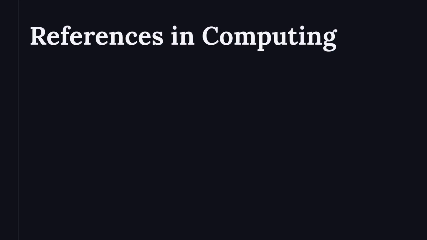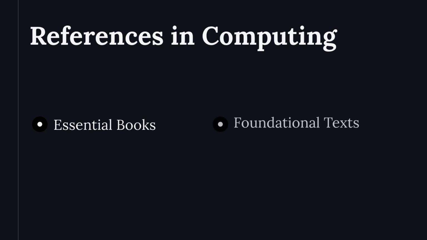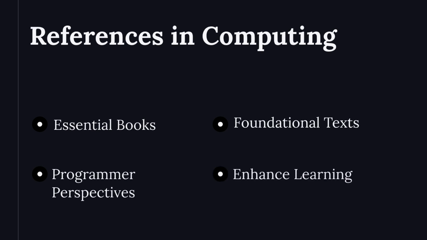References are crucial for deeper understanding. Books like The Elements of Computing Systems are essential. They provide foundational knowledge. Other resources offer programmer perspectives. These texts enhance learning.